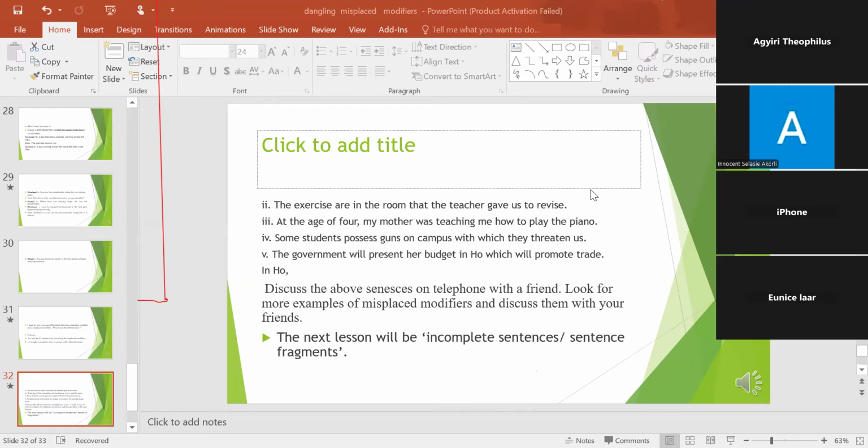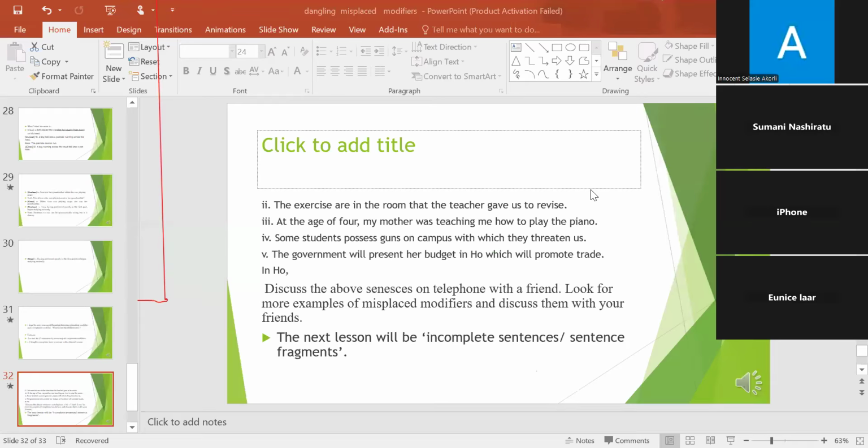Okay, let's go to number 4. Some students possess guns on campus with which they threaten us. What is the ambiguity here? Student threaten.